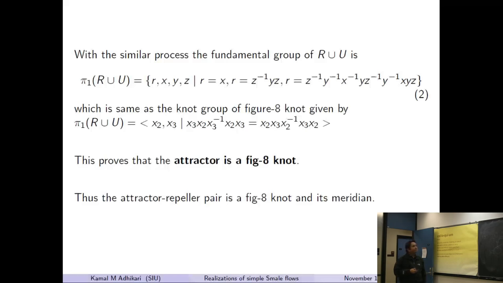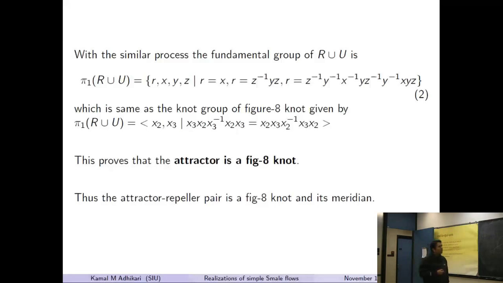The generators are this: one is X, one is G inverse YG, and another is G inverse Y inverse X inverse YG. So simplification of this will give us this fundamental group. This is just a simplification of this part. And this fundamental group is exactly the same as the knot group of the figure 8 knot.